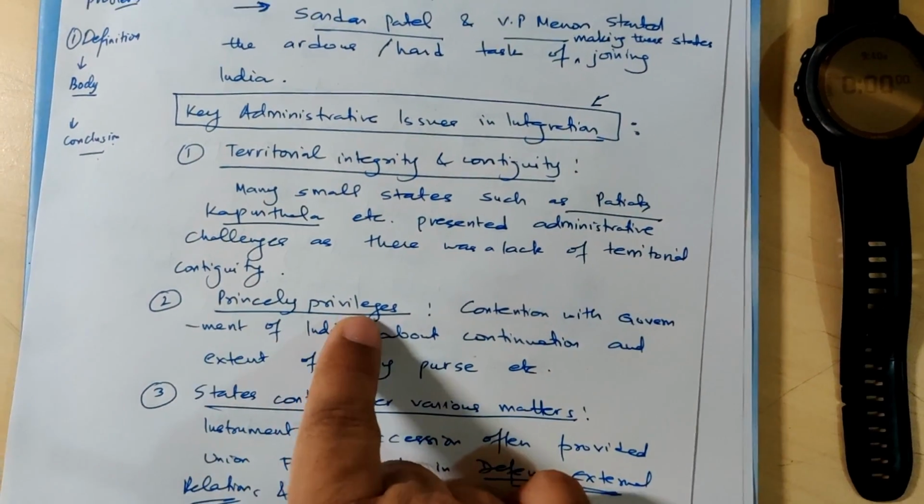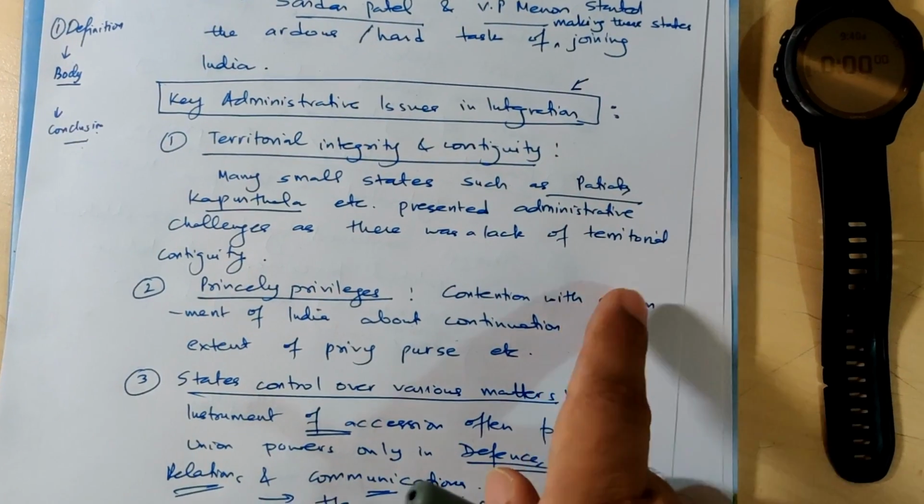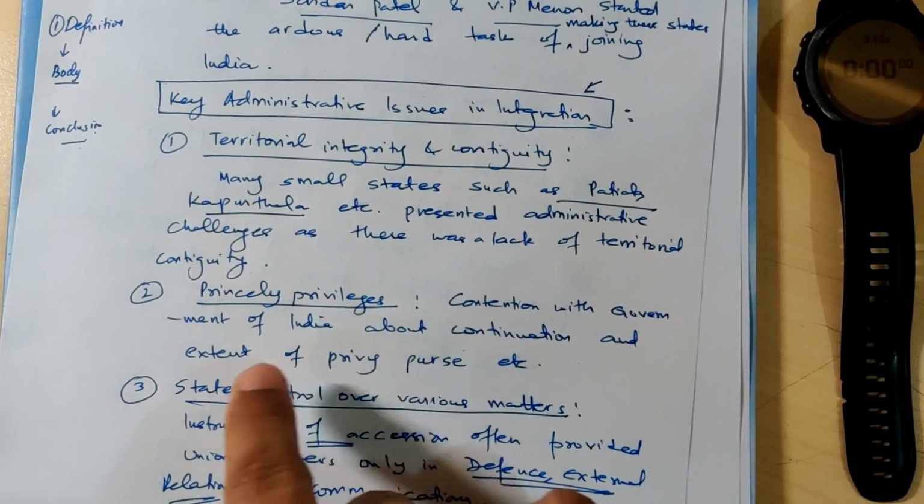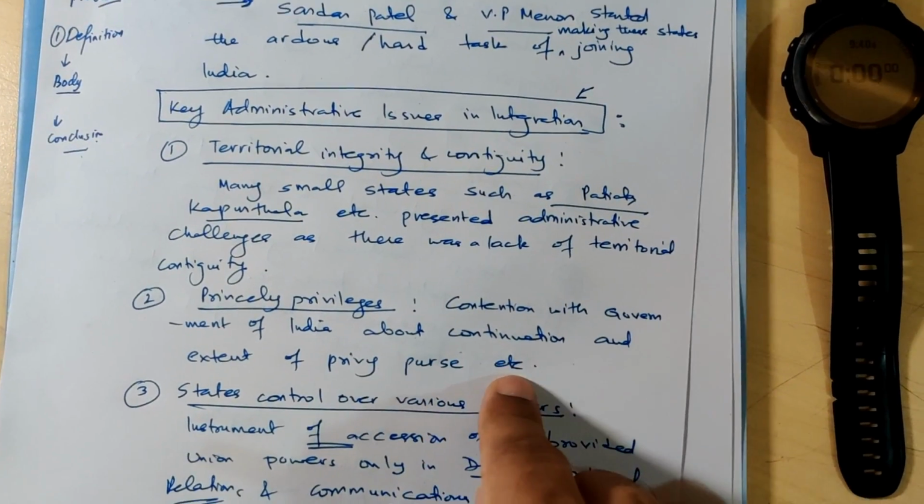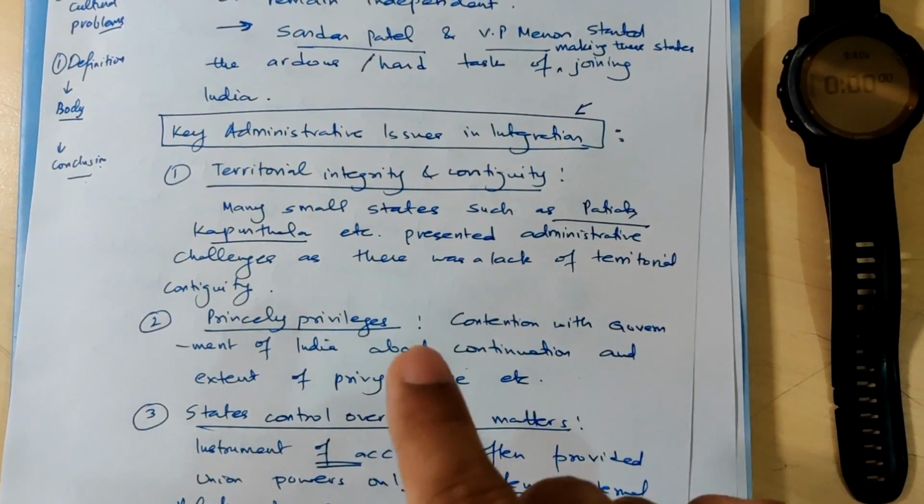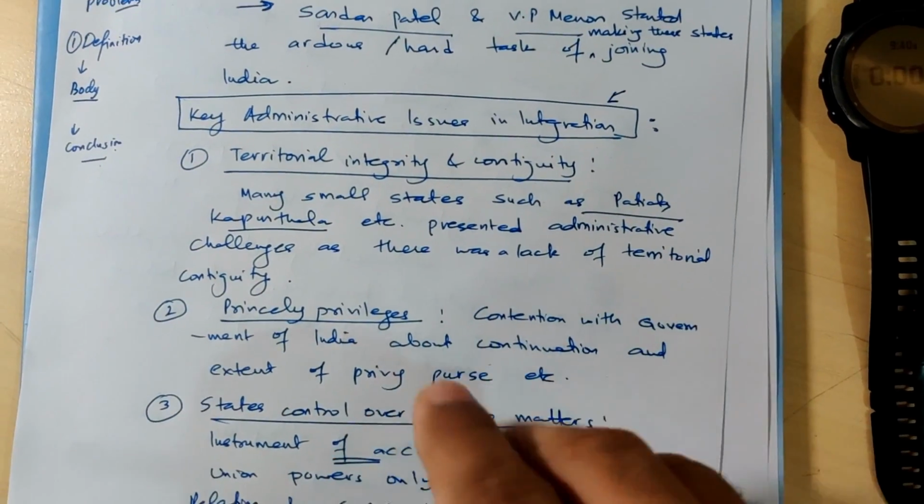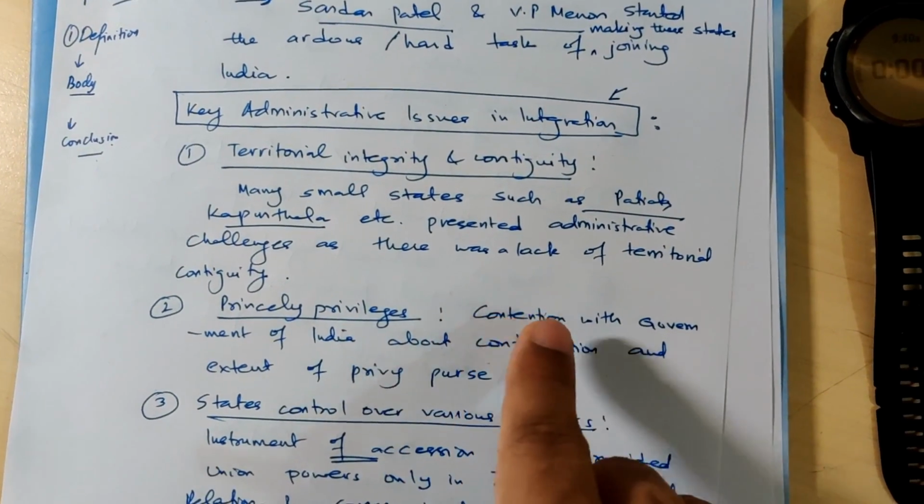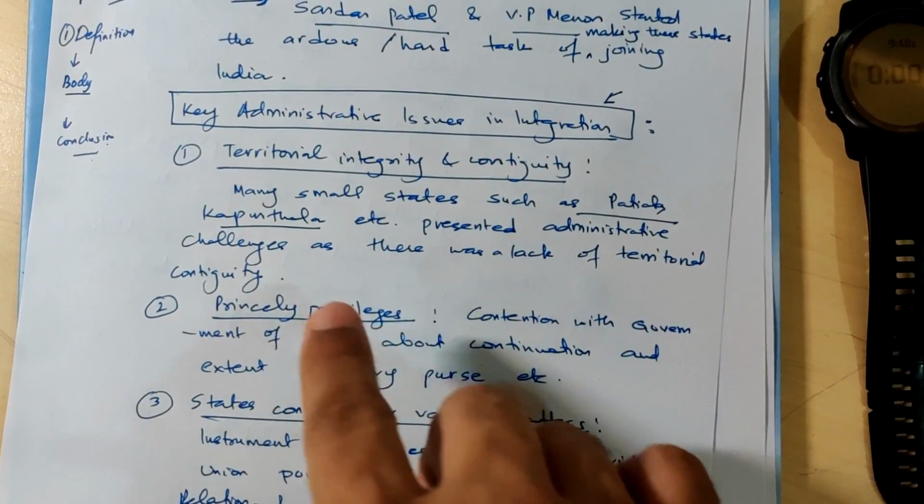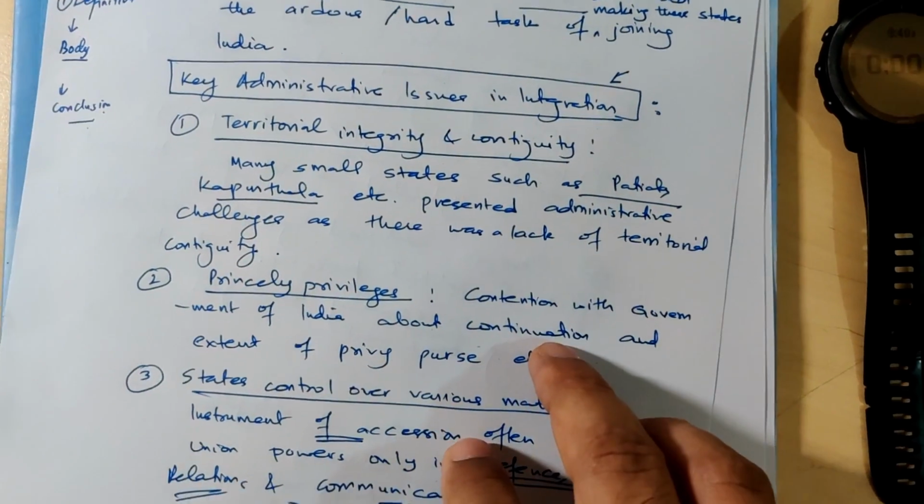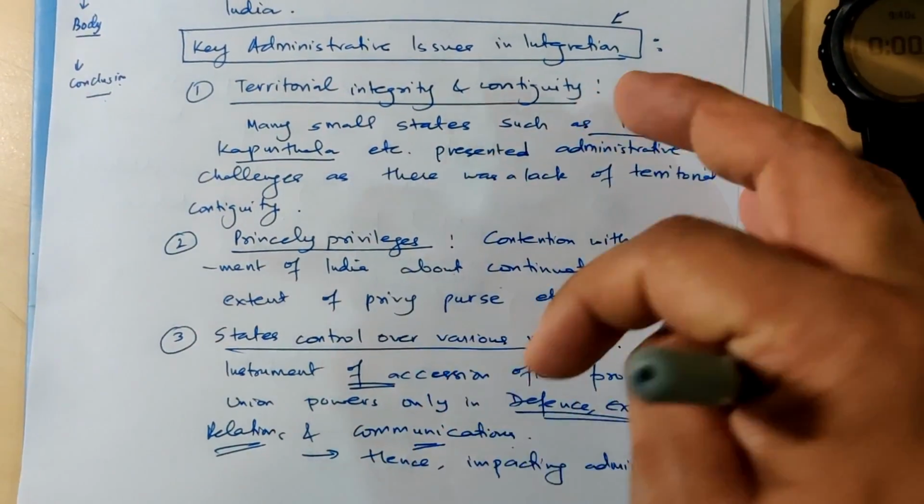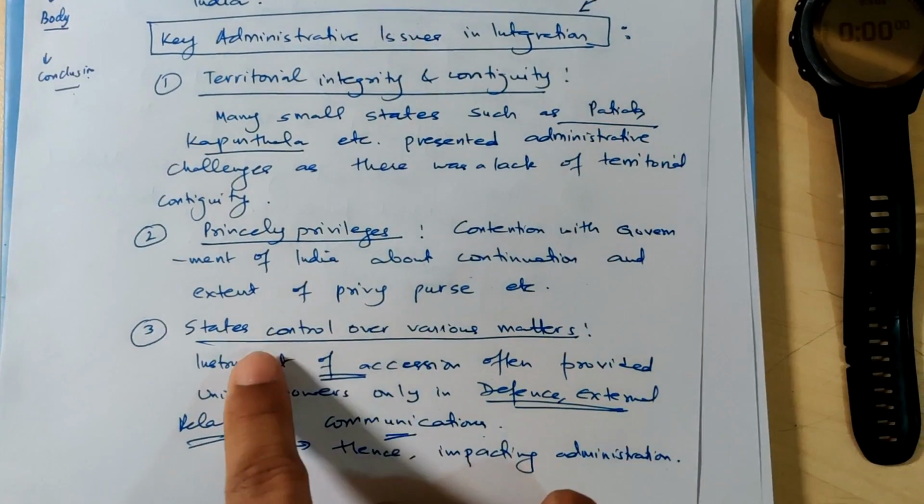Second was princely privileges, contention with the government of India about the continuation and extent of privy purse, etc. Because a lot of these princes wanted to continue their privy purses, the government in India had to negotiate a lot, and that is what created a lot of administrative issues with regards to the integration of these states into India.